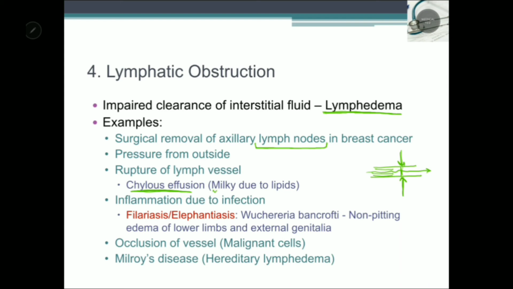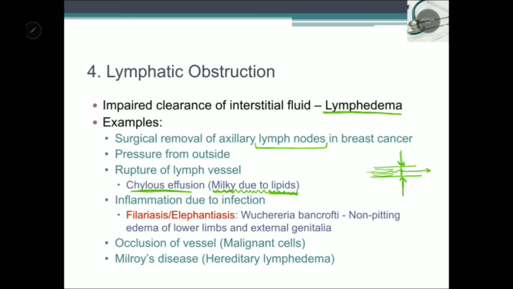And an important point to note here is that it is a transudate, but it is not colorless, it is milky in appearance. Why? Because it contains lipids. When digestion and absorption occur, lipids, out of all things, are absorbed in the lymph, not the blood. So when there is rupture of a lymph vessel, it leads to chylous effusion, which has all those lipids in it. So the color of that transudate is milky.